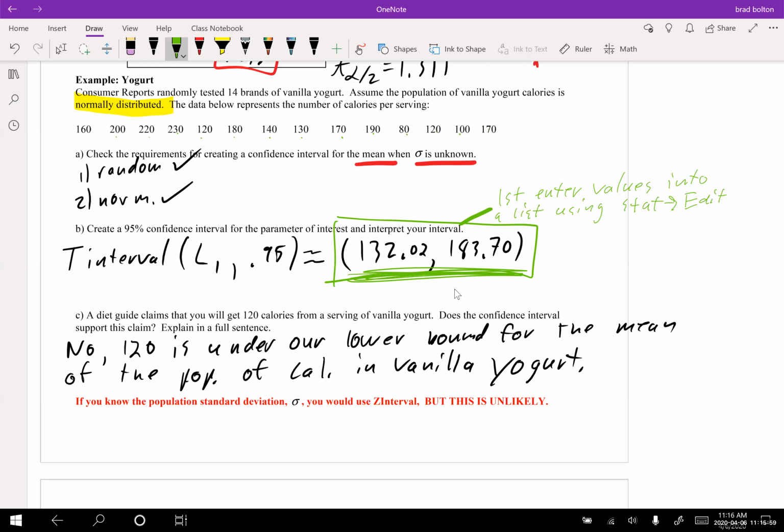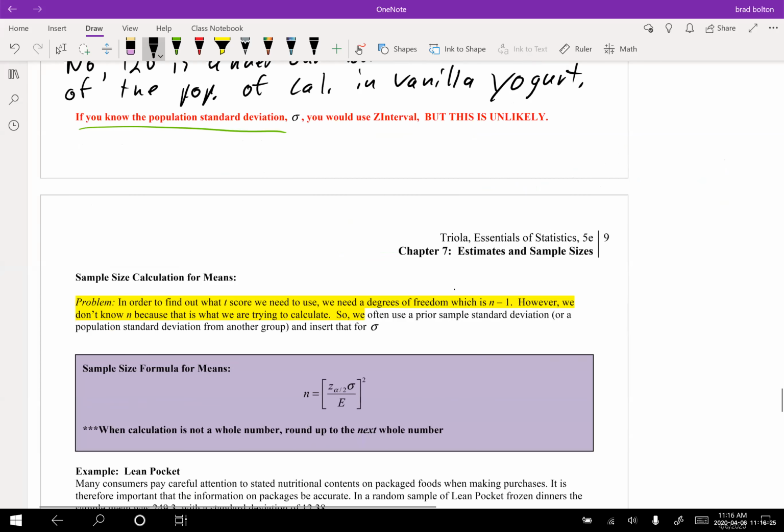All right, so it says down here in red, if you know the population standard deviation sigma, you would use the interval, but this is unlikely. And that's because in general, you do not know the standard deviation of the population, okay? In general, you just don't. So if a problem ever says, hint, you do know the standard deviation of the population, well, then you can still use your z-scores, okay?